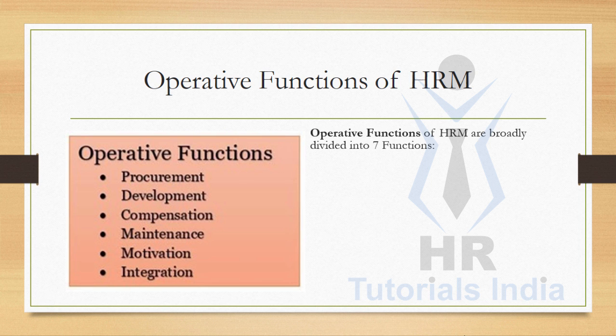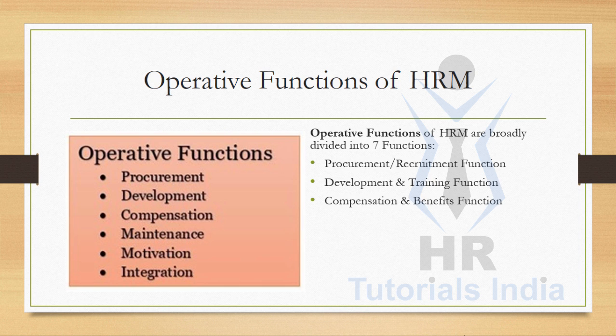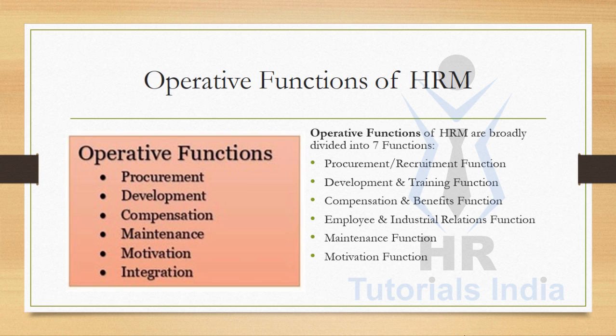Operative functions of human resource management are broadly divided into 7 functions. Procurement or recruitment function, development and training function, compensation and benefits function, employee and industrial relations function, maintenance function, motivation function, and then integration function. Let us now see each function in detail.